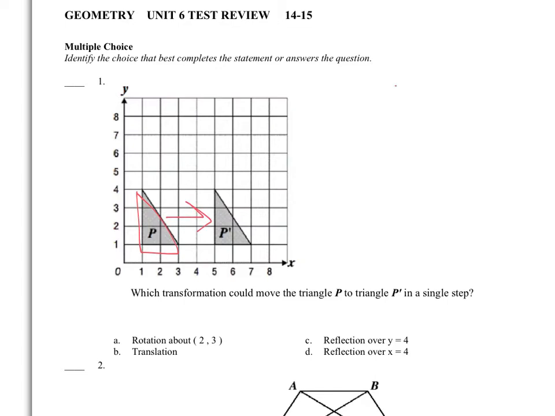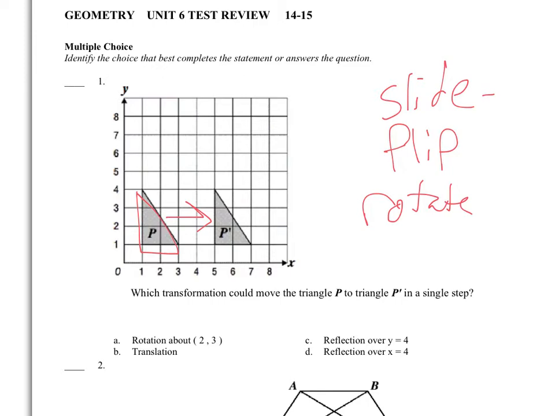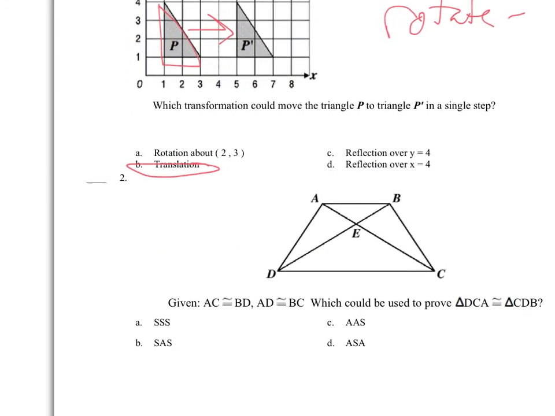way. Remember, did it slide, flip, or rotate? Remember, if it slides, which is what it's doing right here, it's a translation. Had it flipped, it would have been a reflection. Had it rotated, it would have been a rotation. So this moved by translation, which was B.